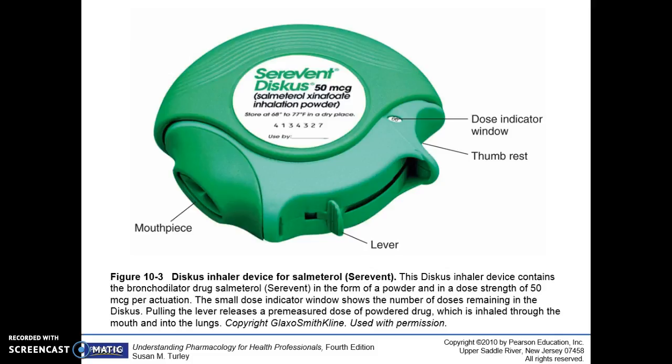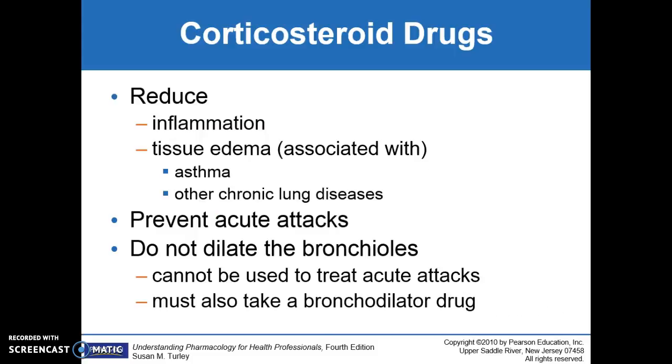Another category is called the corticosteroid drugs. Corticosteroid drugs basically suppress the inflammatory response. So they're going to reduce inflammation. They're going to reduce the edema, the swelling, of the tissue that's associated with asthma and things like that. They don't dilate the bronchioles, so they're not typically used for the rescue inhalers. So these are more preventative medications.